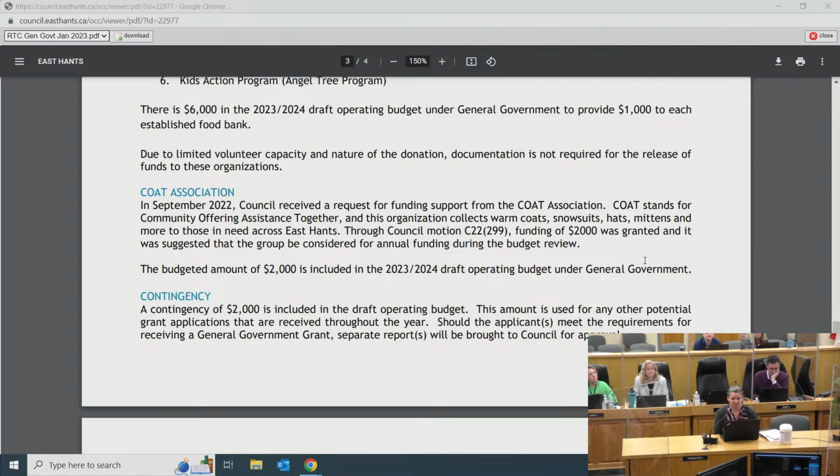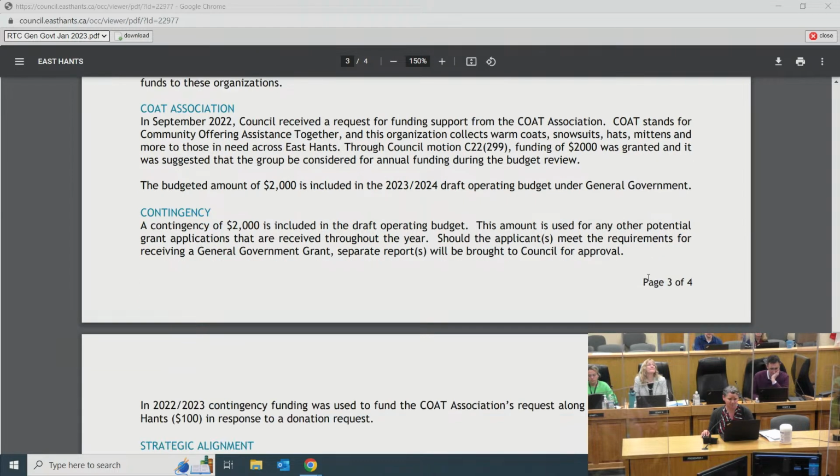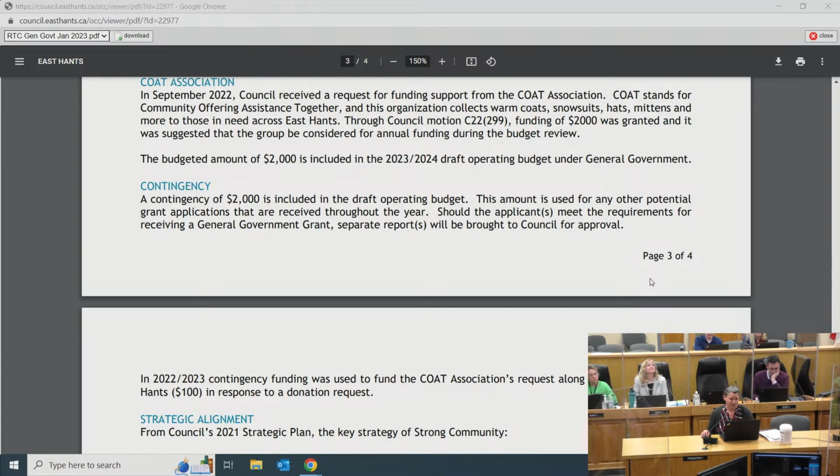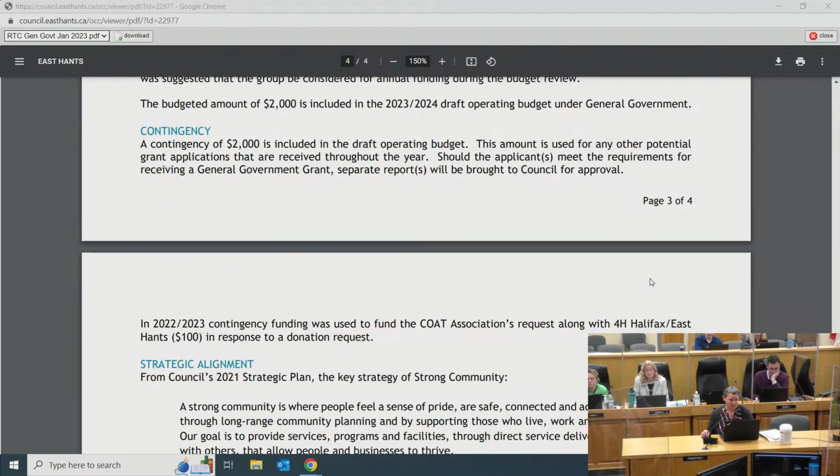And the newest organization for general government is the Coat Association. They came in September with a letter asking council for support, and through Council Motion C-22299 back in the fall, a grant of $2,000 was issued through contingency for this year, and it was recommended at the time they be considered for annual funding. So they are included in the budget as a $2,000 grant. The contingency would remain at $2,000 in the recommended budget.